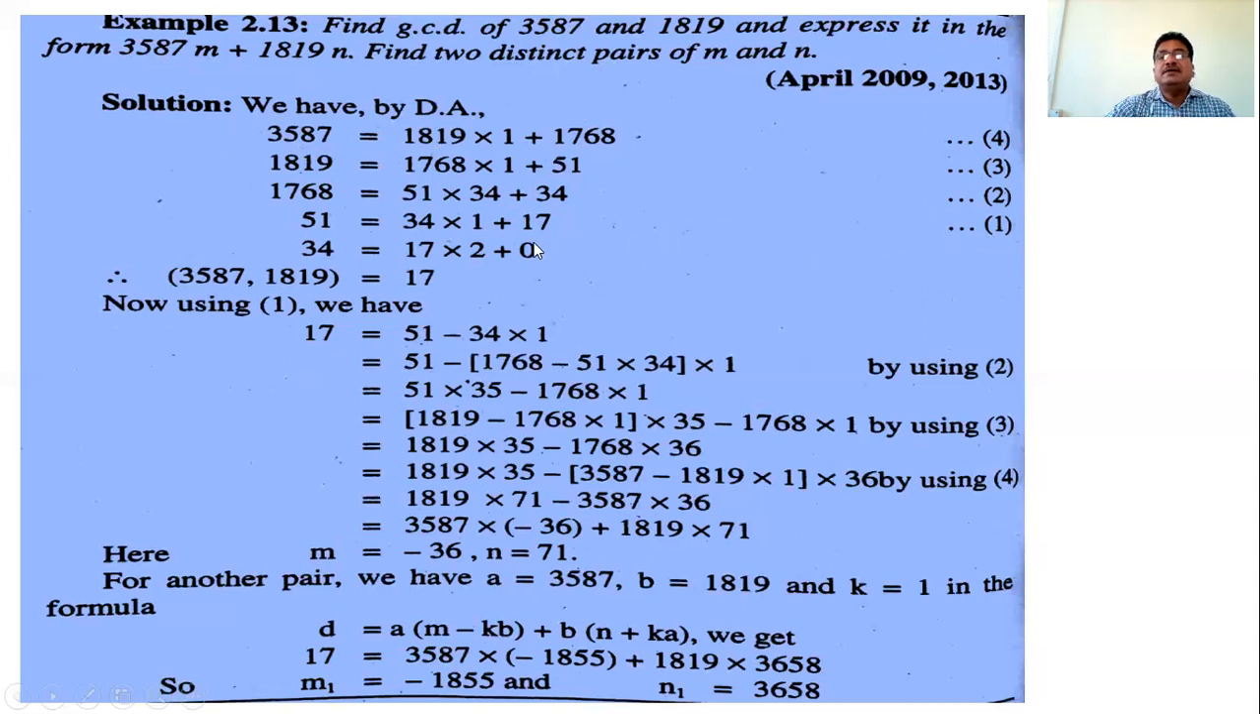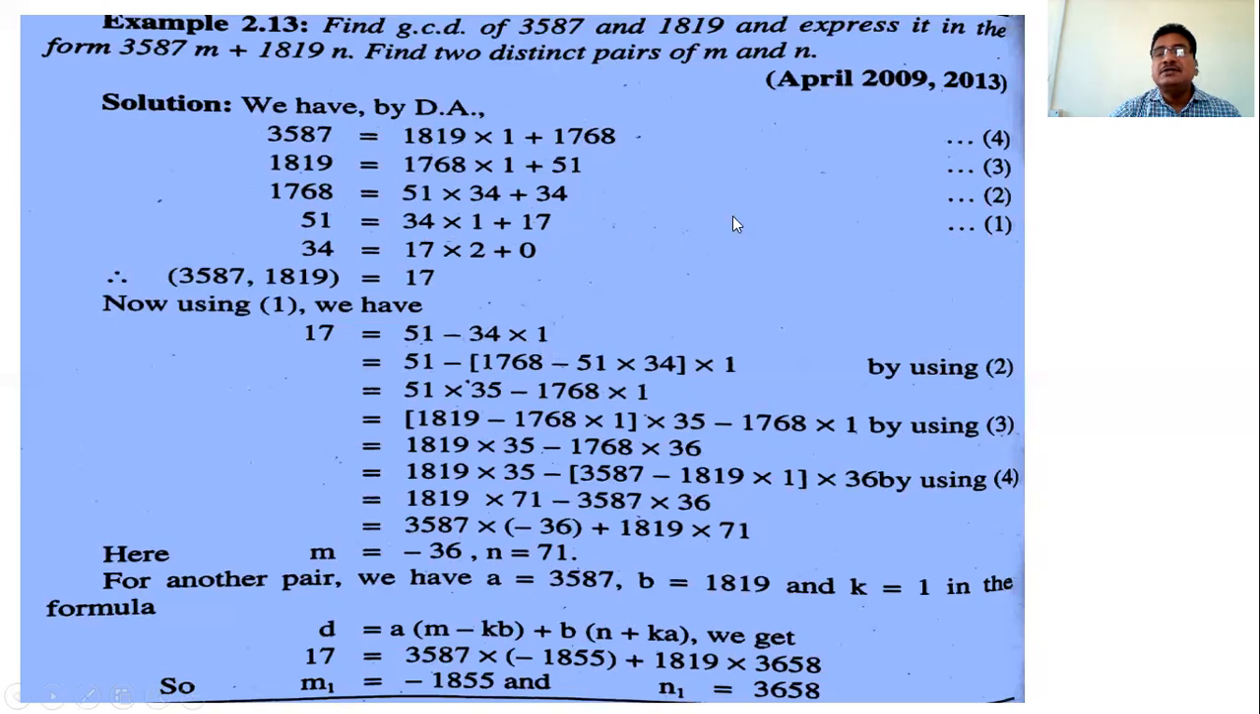Numbering these equations in the reverse order, the second last equation becomes equation number 1, then the previous equation is 2, then 3, and then 4. Okay, and then from equation number 1, what do we have? The value of 17 is 51 minus 34 into 1.